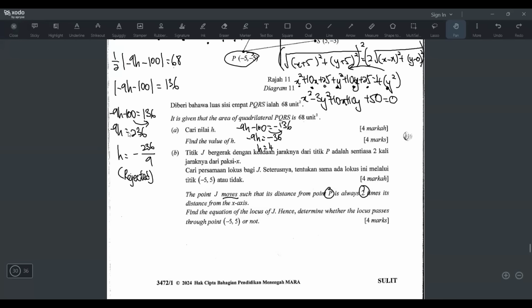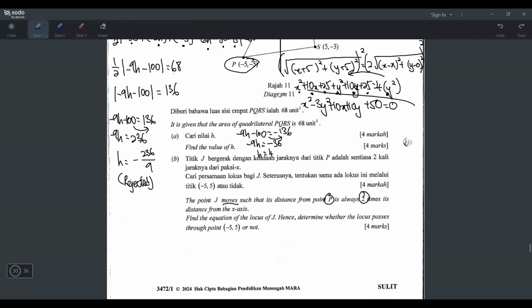Okay, but they also asked us to find something else, right? They said, hence determine whether the locus passes through point negative 5, 5 or not. So how do we know whether this equation passes through negative 5, 5 or not? It's very simple. You just sub the negative 5 inside the x and sub the 5 inside the y and see whether you get the left hand side equals to the right hand side. If your left hand side and right hand side are equal after you sub this point, then it means it passes through. But if your left hand side is not equal to the right hand side, it means this equation won't pass through this point, right?